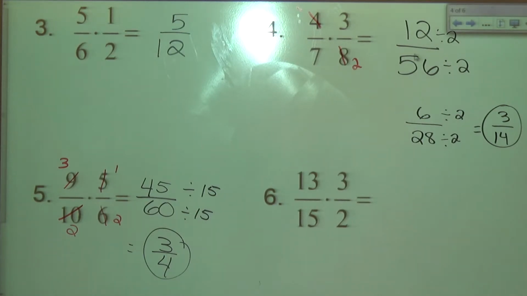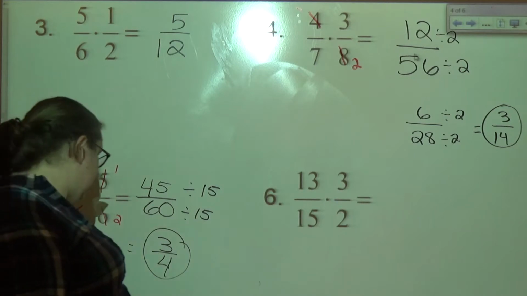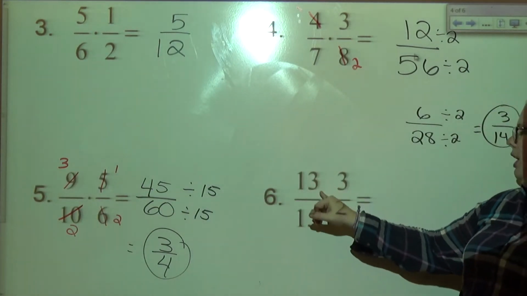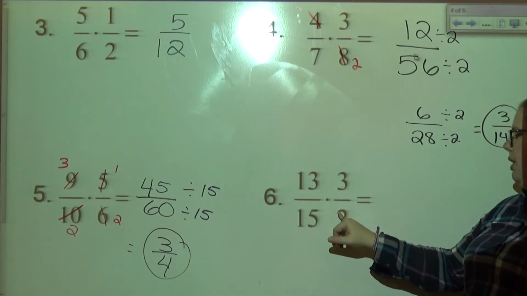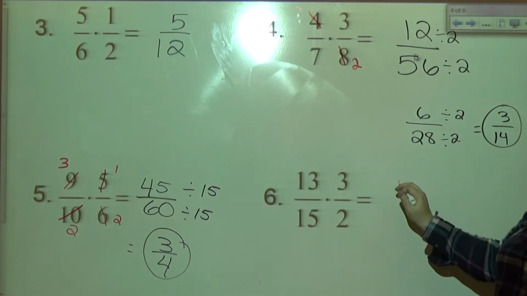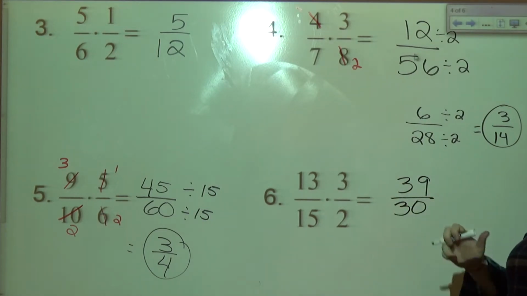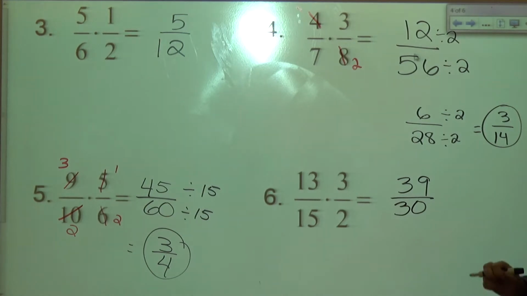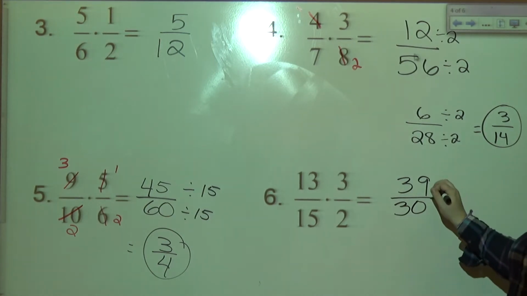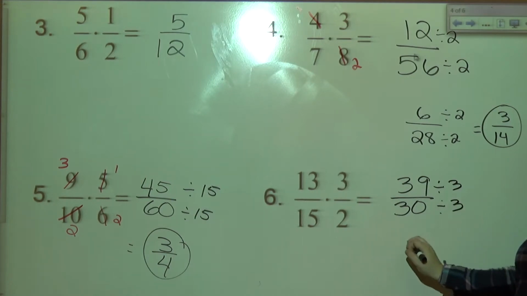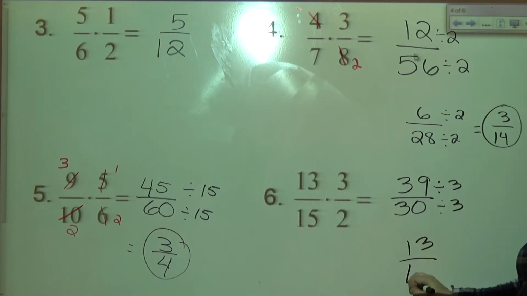All right, last one. 13 times 3, 15 times 2. Multiplying our numerators, multiplying our denominators. So we get 39 over 30. What can those both divide by? 3. Hopefully you recognize that. Divide by 3, and we get 13 over 10.